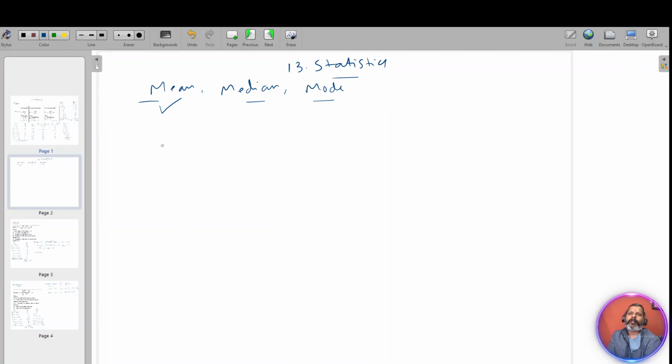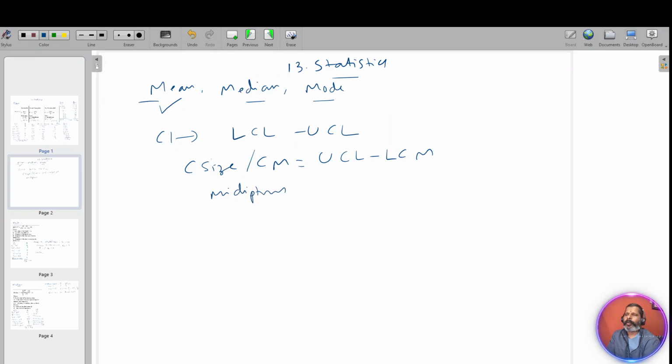Before that, we'll just recap what comes in statistics. We know CI, that's a class interval, there's a lower class limit, upper class limit. Class size is upper class limit minus lower class limit. Then the midpoint of the class, right, is upper class limit plus lower class limit by 2. That's a class midpoint.